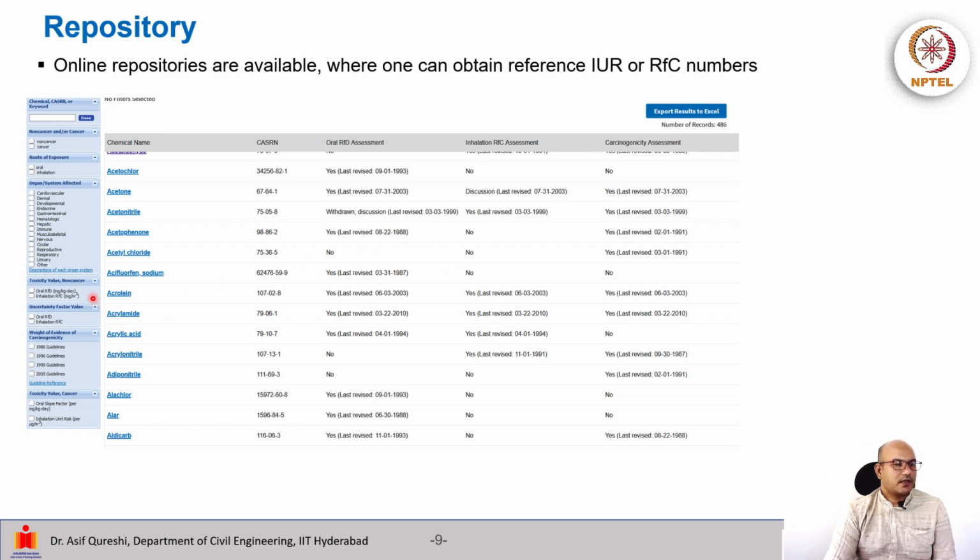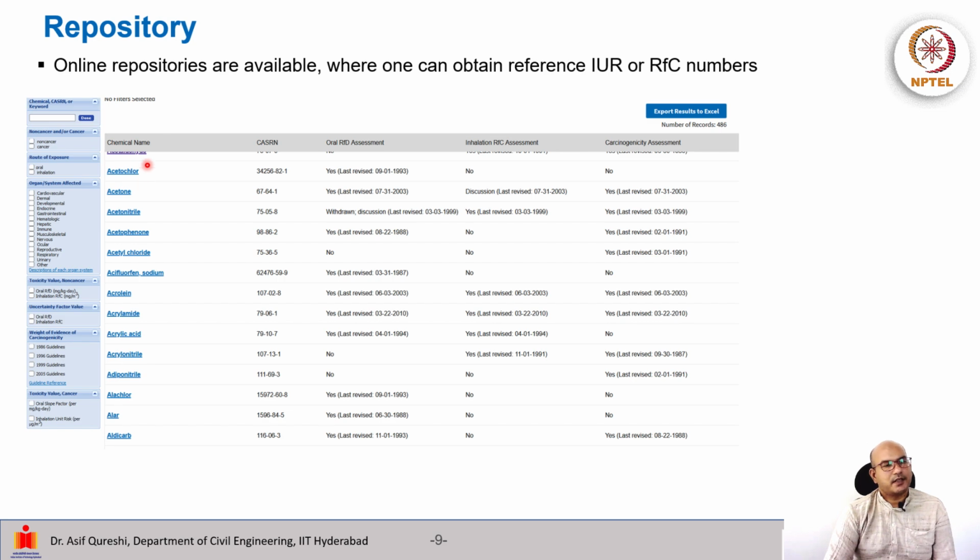Then we have non-cancer toxicity for oral, the reference dose, or for inhalation, the reference concentration. Then, what are the uncertainty factors associated with this? Then these are some guidelines for different years, depending on which year we want to include. Then we have our inhalation unit risk, which is IUR, and the oral slope factor for oral ingestion for cancer toxicity. And as you can see, there are also a lot of chemicals.